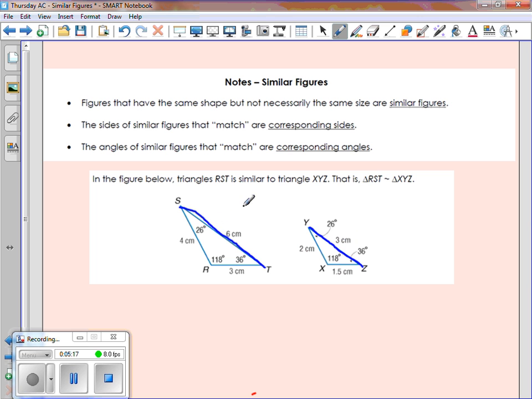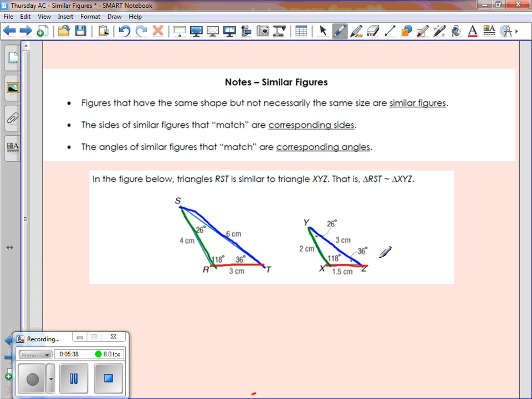They match up, the longest side to the longest side. Then obviously we have the shortest and the shortest match up, and the medium and the medium. So these are the corresponding sides. This green one's corresponding to that one, blue to blue, red to red. These are our corresponding sides.